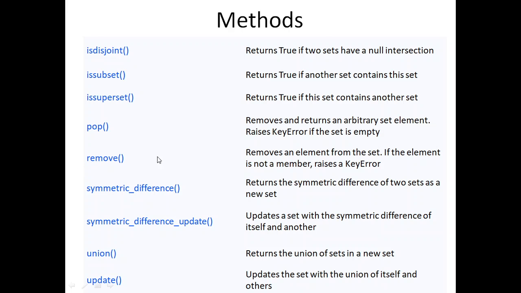Then we have seen pop. We have seen this remove. Symmetric difference I have seen, and also there is symmetric difference update. So it will update the first set, or the data object that is used to call that method, will be updated. Then union is there, update is there. We have already seen all these things.